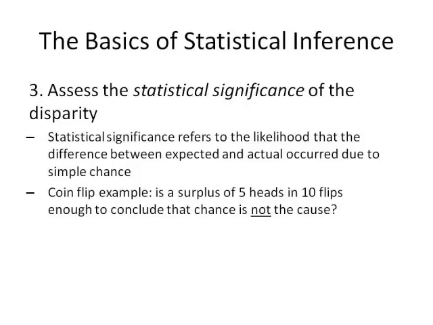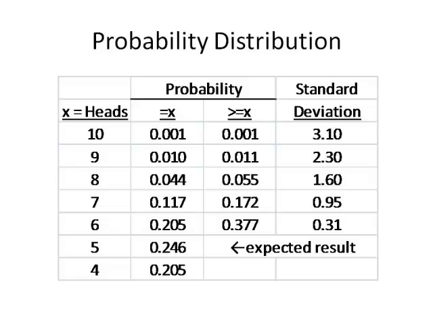is where we assess the statistical significance of the disparity. And statistical significance refers to the likelihood that the difference between expected and actual occurred due to simple chance. In our coin flip example, we have to ask the question, is a surplus of 5 heads out of 10 flips enough to conclude that chance is not the cause?